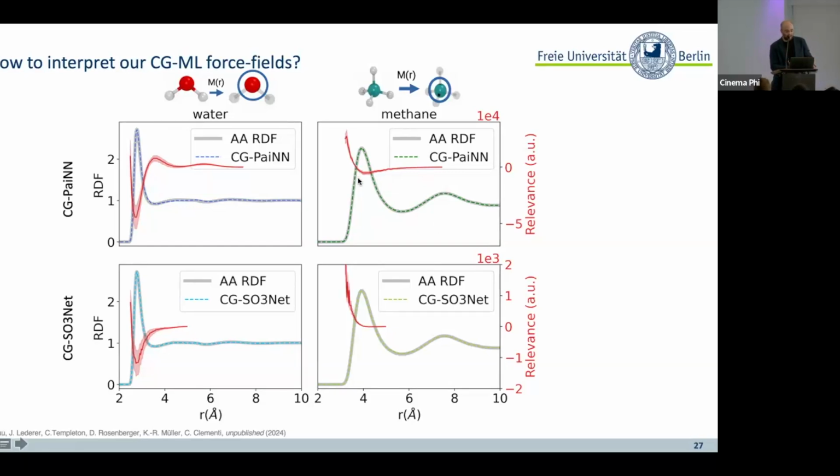For methane, the minimum is not so pronounced, and this again indicates that methane doesn't have lots of information from the coarse-grained point of view. This is also the reason why you can obtain a good coarse-grained model for methane without any neural network behind. So it's much easier compared to water.